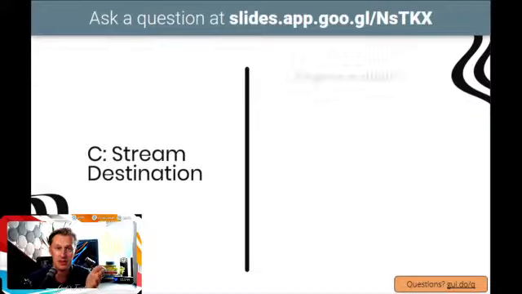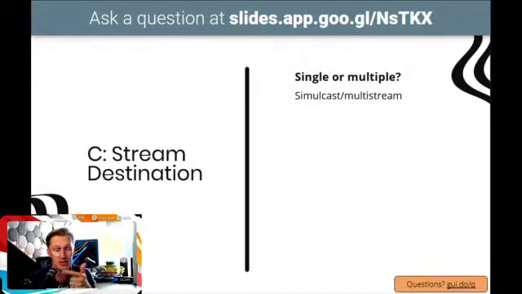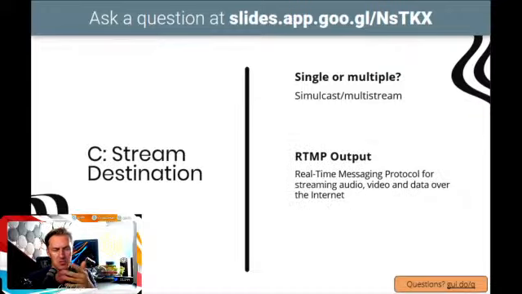And the stream destinations, there's a lot of them. Do you want one destination or multiple destinations? That's a choice that you need to make. There are various names for this: simulcast, multicast, multistream. That's what you're looking for if that's what you want.